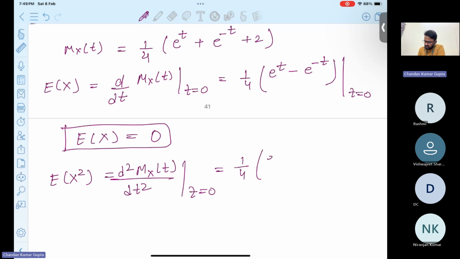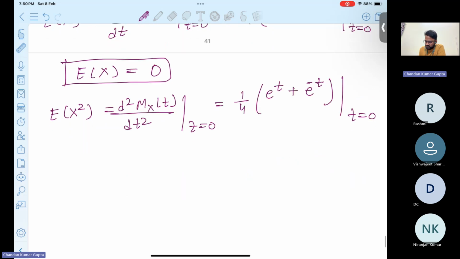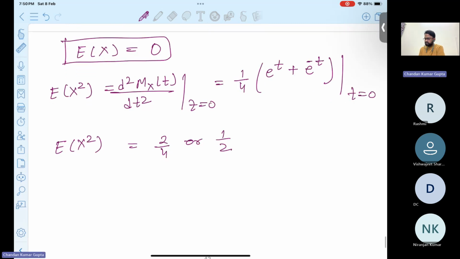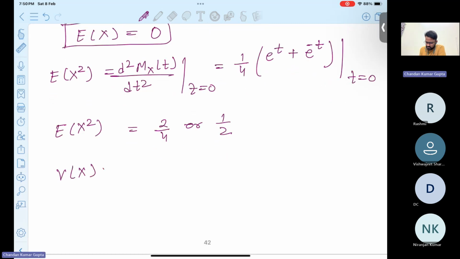So 1 by 4, e to the power t, plus e to the power minus t. And we are putting t equal to 0 again. So it comes out to be (1 plus 1) to the power 2 by 4, or 1 by 2. So the expectation of x square is 1 by 2 or 0.5. Okay, so now the variance of x is 1 by 2 minus 0 square, that comes out to be 1 by 2 only. So 1 by 2 is the variance.